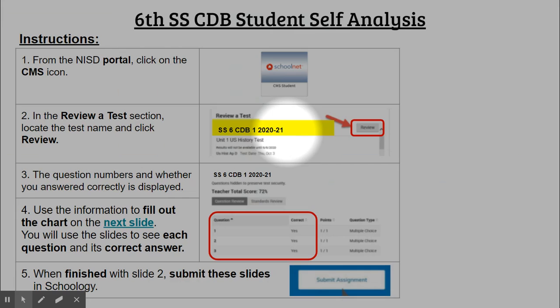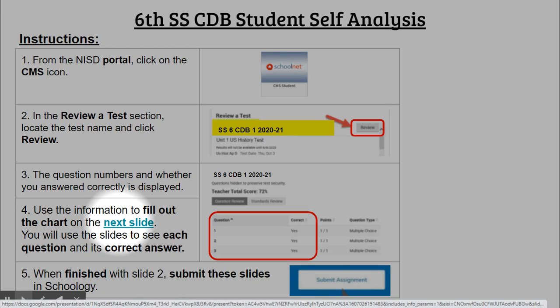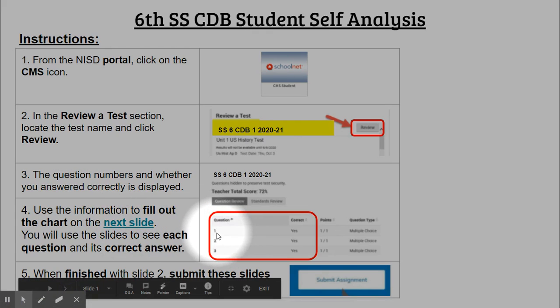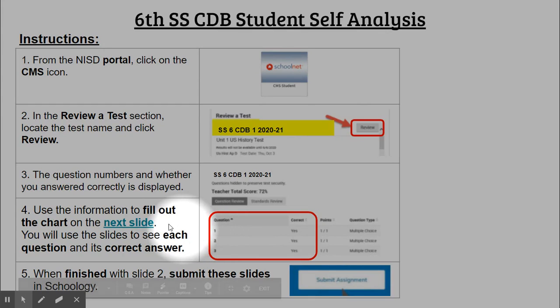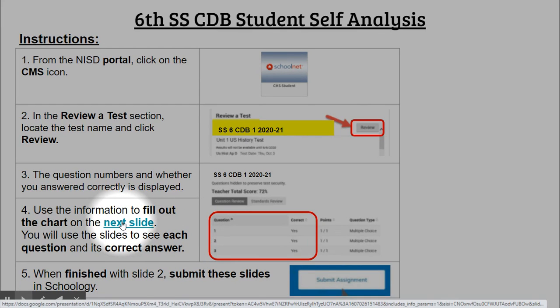And then once you open it, it will show you your total score, I believe, and then it's going to tell you what the questions are and whether you got the correct answer. It will show yes, and if you got the answer wrong, it will show no. And then you will need to have that open so you can use the information to fill out the chart on the next slide. And if you would like to see what question it was and what the right answer was, you will be able to do that as well. So let me show you.